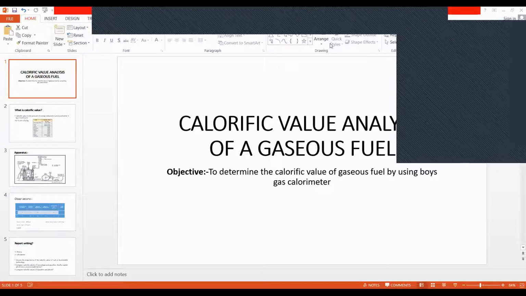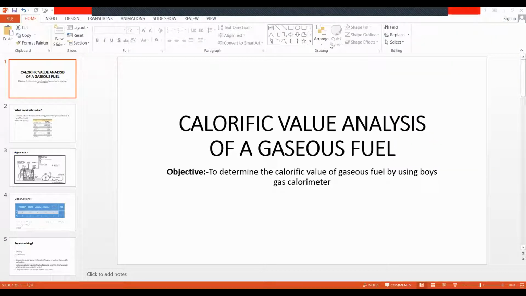Okay, we'll start now. So this is about calorific value. Just determine the calorific value. First you have to know what calorific value is, what we mean by that. Then there's apparatus to calculate the calorific value.